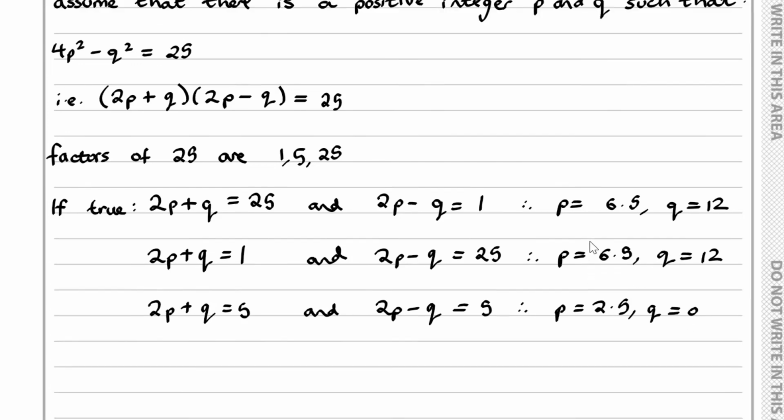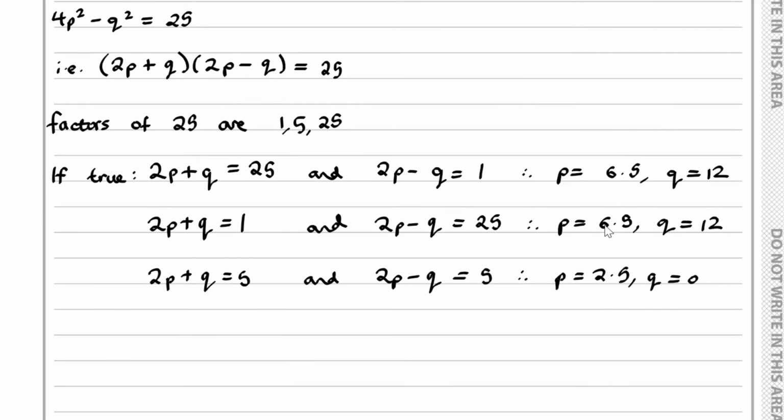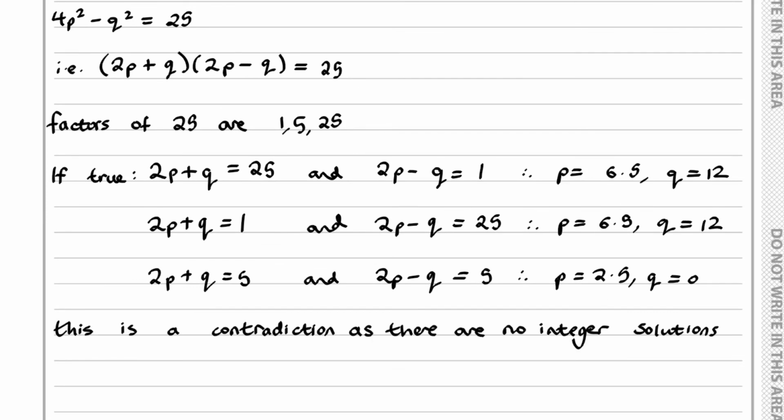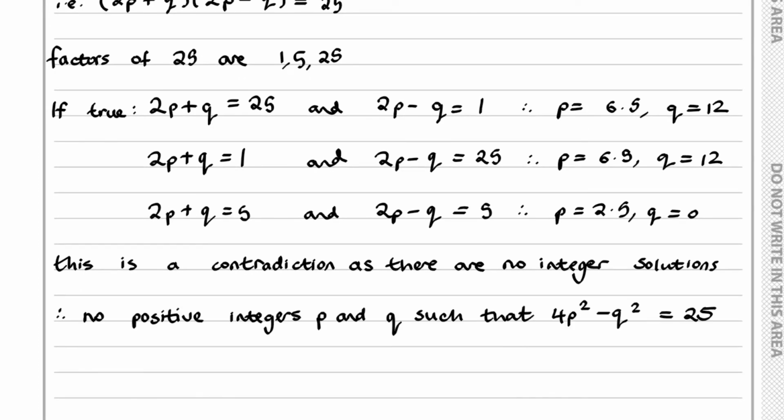But we said over here, p and q are positive integers, so we have a contradiction. So there are no integer solutions. For our conclusion, there are no positive integers p and q such that 4p squared minus q squared equals 25.